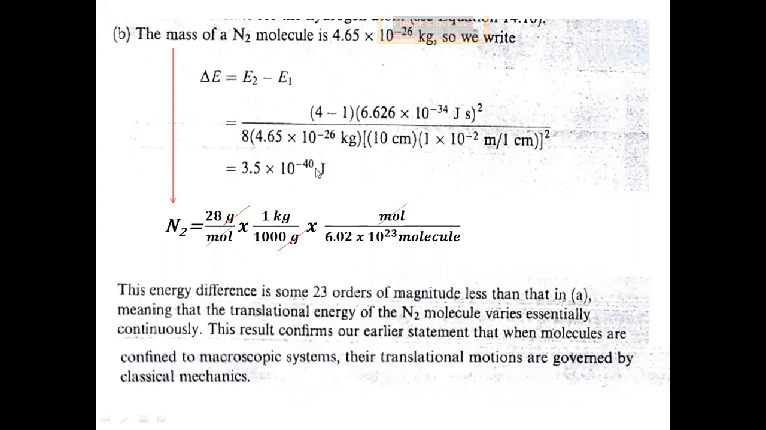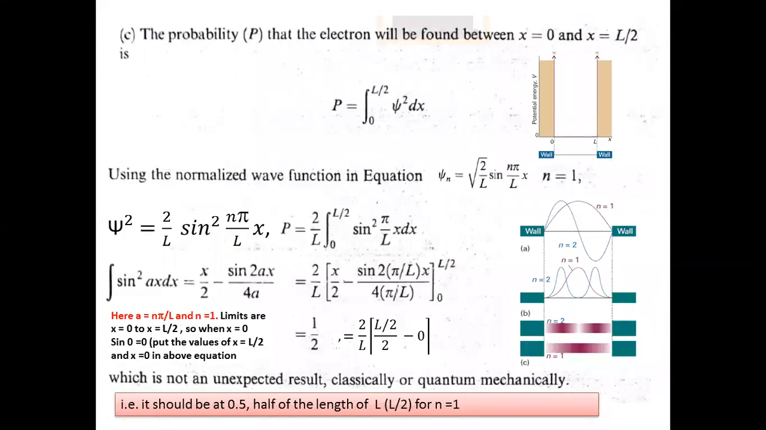The third part of this problem is to find the probability that the electron will be found between the limits x = 0 and x = L/2. Just to remind you, I have again put the picture over here. This is the length of the box starting from 0 and ending at L, and x may be any value in between.